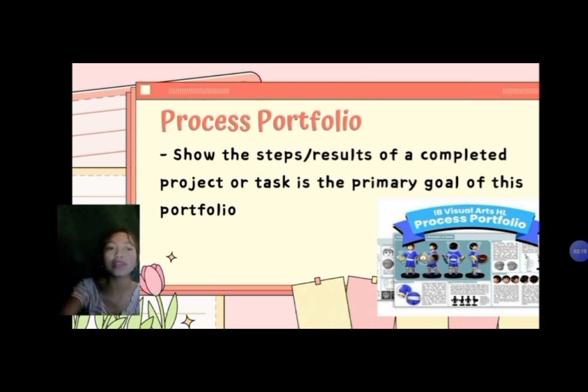Next, we have the product portfolio. So it contains the final product as well as a detailed explanation. It focuses on the final product, of course, from the word itself, product portfolio. It contains an explanation of the product, but little or no information about how it was made. So it is good for showcasing the finished work in detail.